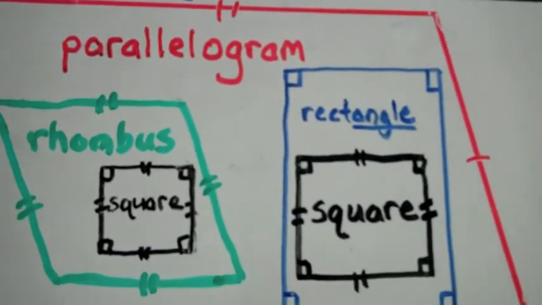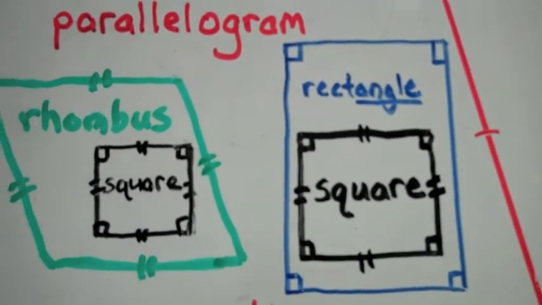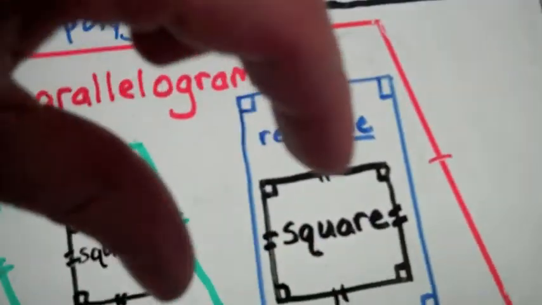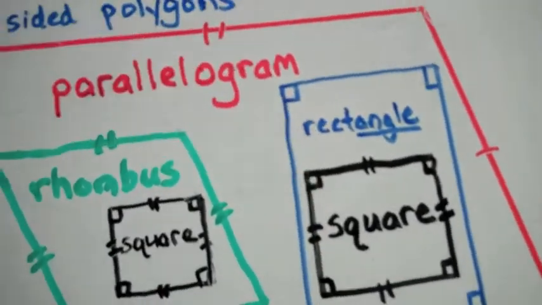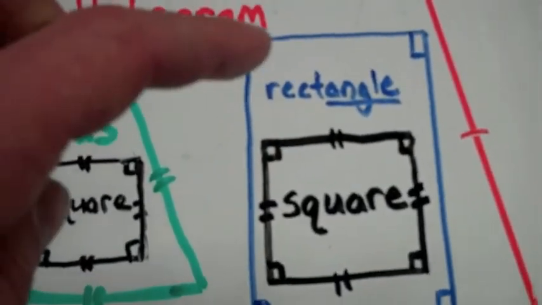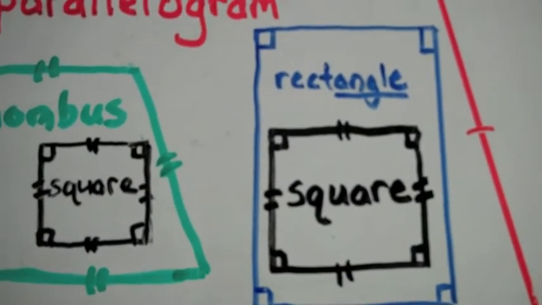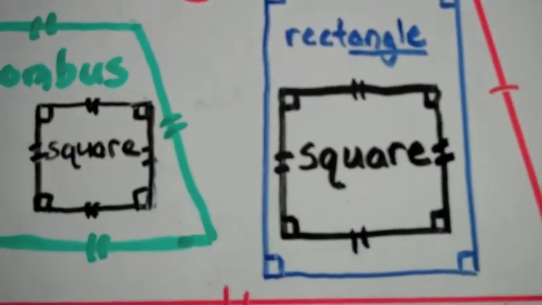Okay, another part of the parallelogram family is a rectangle. A rectangle is still a type of parallelogram. Opposite sides are parallel. If continued on, they'd never touch. But it's special because it has four right angles, square corners. Within this rectangle family is the square family.